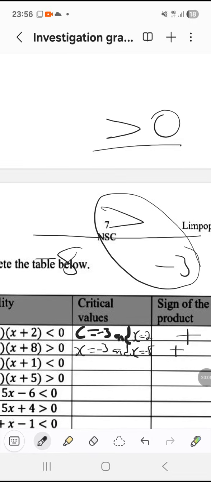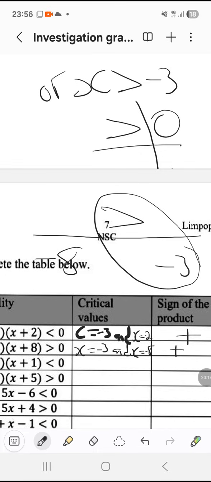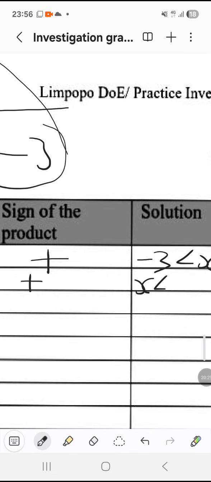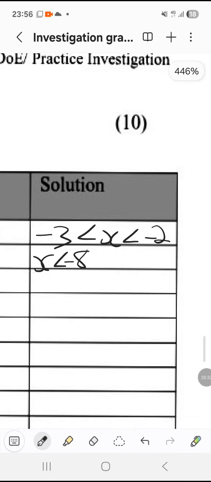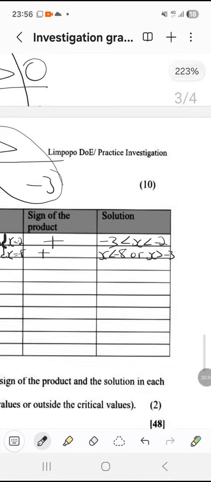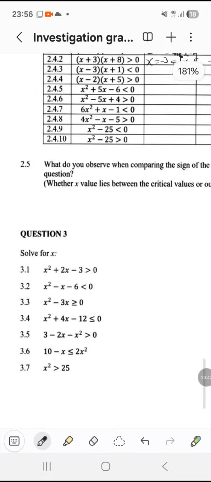Then let me circle this one. I copy and paste it, x exactly as it is. And then I'll write or x minus 8. Why? Now when there's an or, the arrows have to face different directions. So my values are x less than minus 8 or x like that. Okay, let's quickly go to question 3.